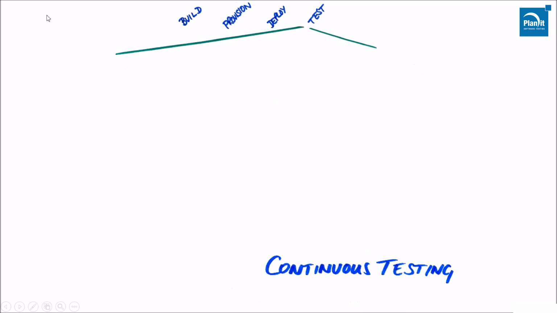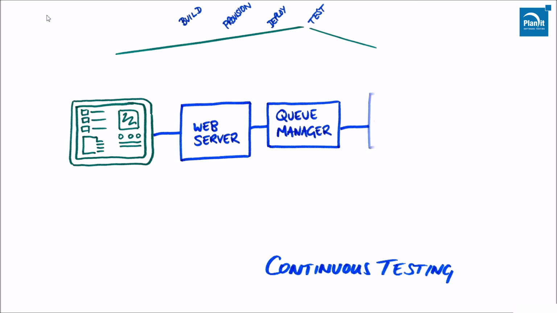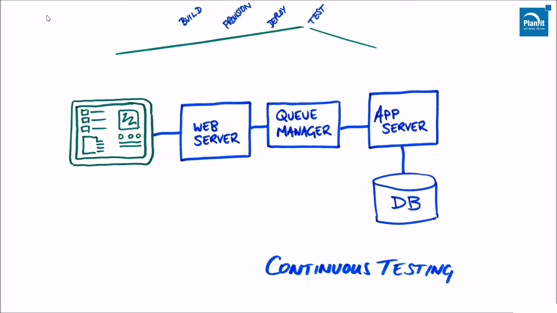This takes us on to the last area, continuous testing. Now, continuous testing in a DevOps context means automated testing largely, and there are various ways we can do this. The environment I am talking about is a client application which talks to a front-end web server. Perhaps that web server puts its jobs into a queue manager. That queue manager then distributes them to applications running on an app server, which stores the records in a database. Continuous testing consists of an automated approach to testing.